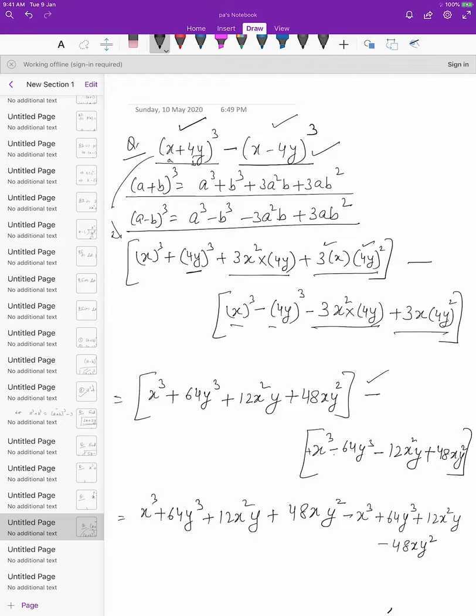Now let's see which terms get cancelled. x cube and minus x cube, 48xy square and minus 48xy square, they get cancelled. We are left with 64y cube plus 64y cube, which gives you 128y cube, plus this will give you 24x square y, because these were the like terms, so we could add them, and this is the final answer for this question.